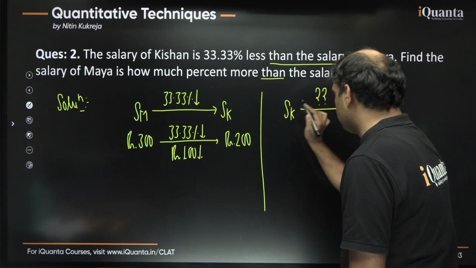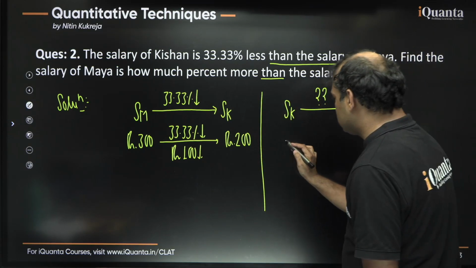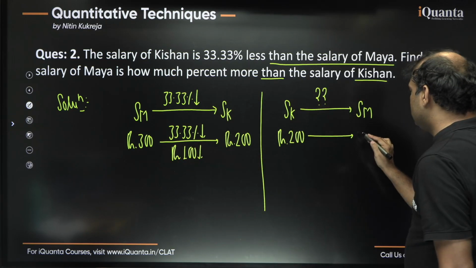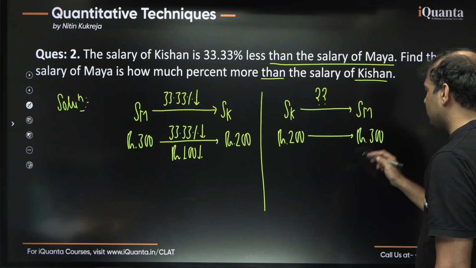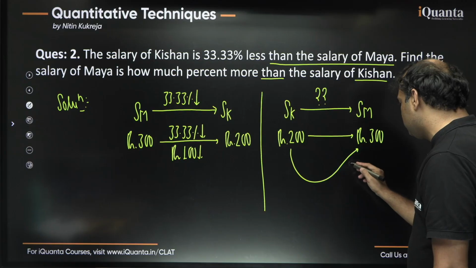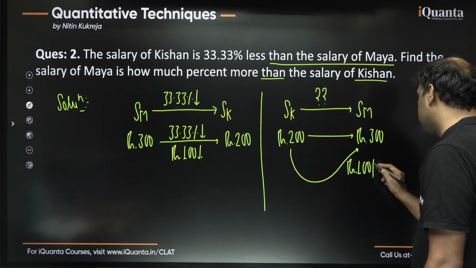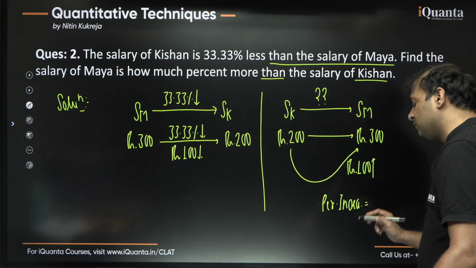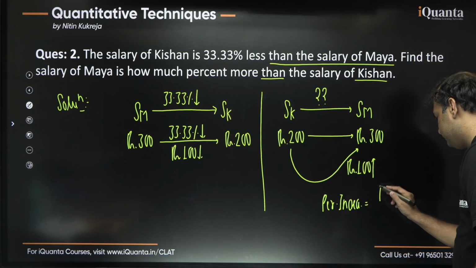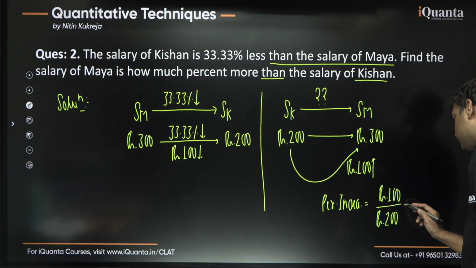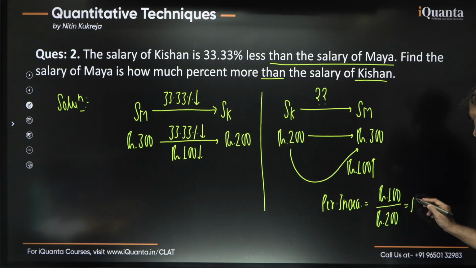Now putting these values over here, let's see what we get. So the salary of Kishan this time is 200, okay? And the salary of Maya, from obviously this, we'll say 300. And we just have to find how many percent the salary of Maya is more than the salary of Kishan. So guys, what is the value increase? Value increase is obviously 100. We just have to find the percentage increase. Percentage increase is always increment upon initial value. The increment is 100. The initial value is 200. So we just have to find out that 100 is what percentage of 200, which we can also say as 1/2. And in the end, 1/2 is nothing but 50%.